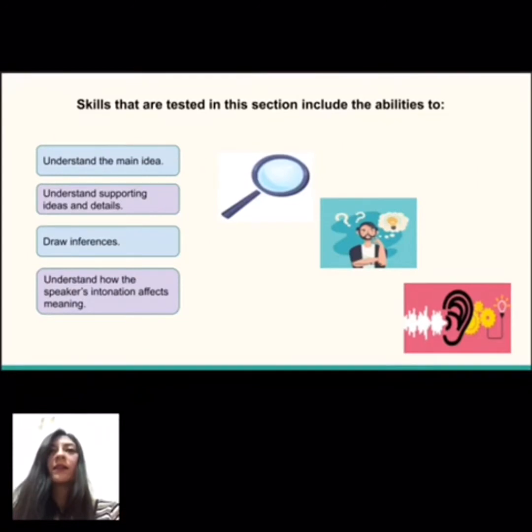The skills that are tested in this section include the abilities to understand the main idea, understand supporting ideas and details, draw inferences, and understand how the speaker's intonation affects meaning.